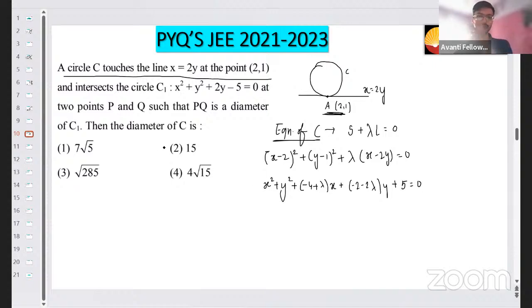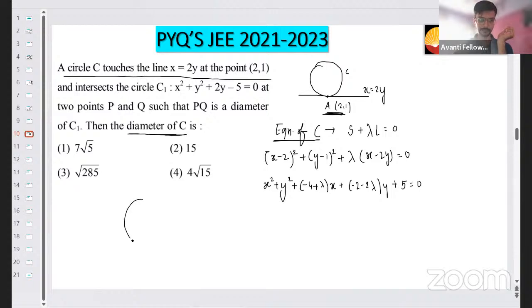Now, we want to find the equation of circle C. If we find the equation of circle C, we get the radius and then we'll get the diameter. So what will be the equation of circle C? We'll need the value of lambda. Now, it is given that C intersects C1 at 2 points.